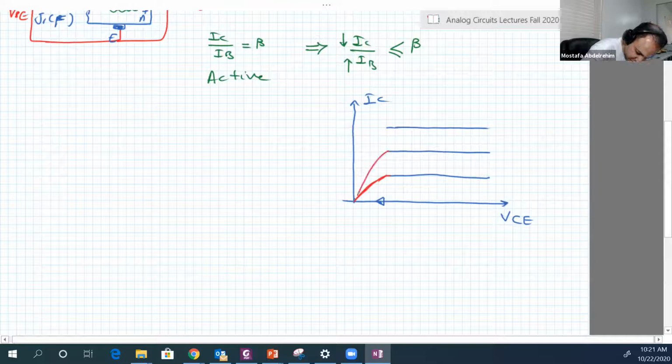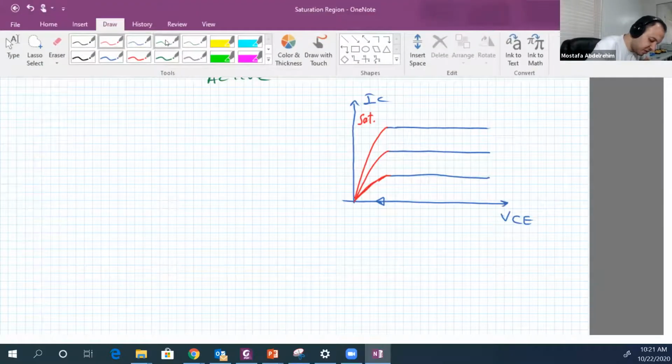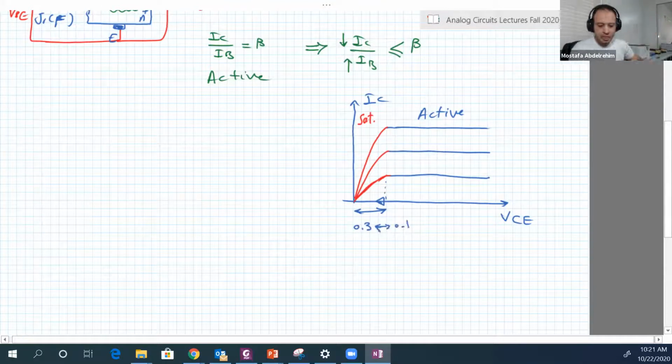Semi-linear, you can say. So this is the saturation region, and here is the active region. These transition values here are between 0.3 and 0.1 volts.